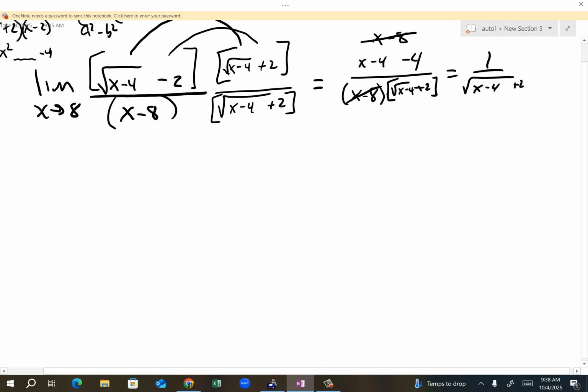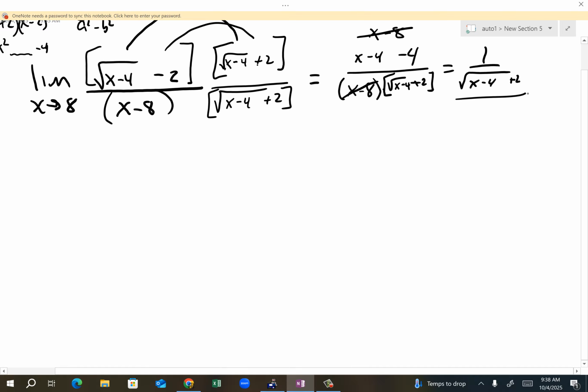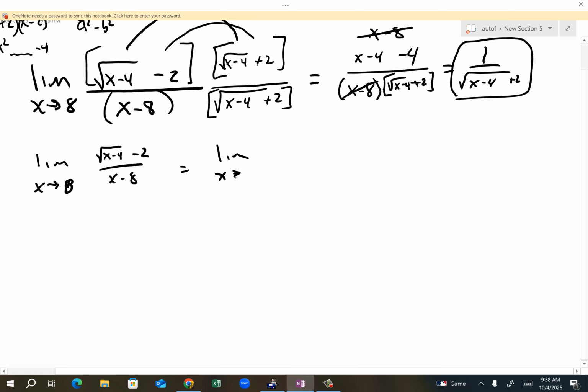Once again, the original problem and this, are they the same? Let's find out. The limit as x approaches 8. First of all, is the limit of the original, which is this guy, the same as the limit of this guy? And the answer, of course, is yes. Are they the same function? The answer is no. Why?